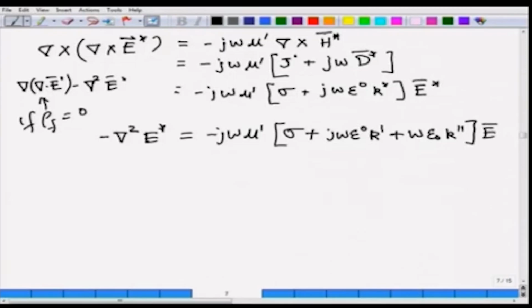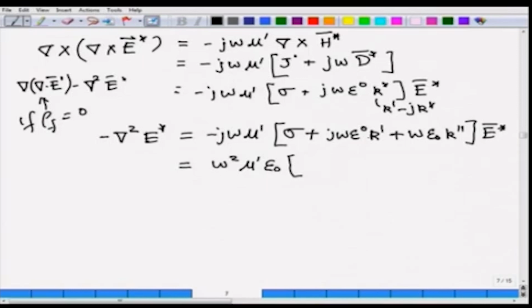These are all vectors. So, if I miss, please keep that in mind. Remember, I have taken k, and I am writing k as k prime minus j k double prime, because there is a minus j and multiplied by j, that gives me a plus here. So, I am going to write this further as omega square mu prime, and take epsilon naught also common. So, I am going to take epsilon naught common and another omega out.